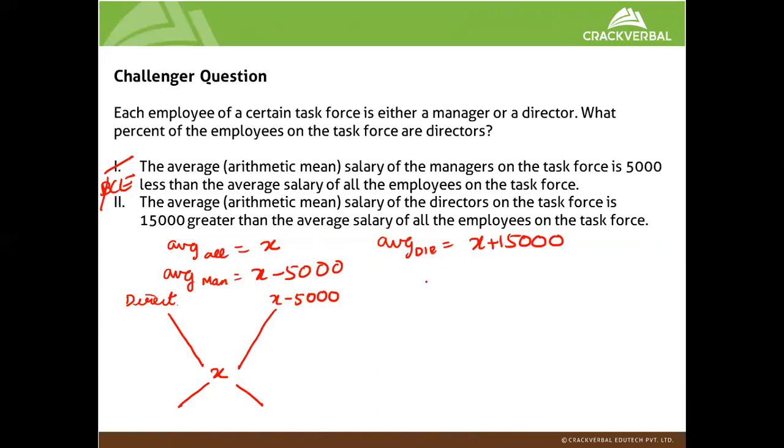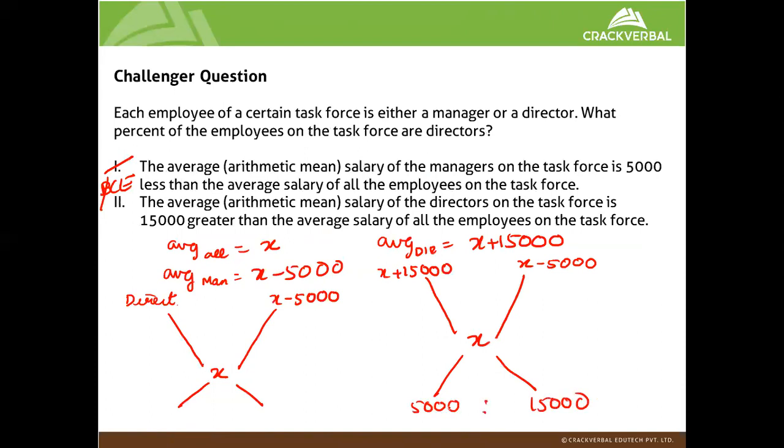Out goes B. Now, when I combine the two statements, this is where things become very interesting. You have the average salary of the managers as X minus 5,000, and the average salary of the directors as X plus 15,000, and you have the overall average salary to be X. So clearly solving using the mixture diagram, we get 15,000 and we get 5,000. And clearly the ratio here is 1:3. So we have the directors here, we have the managers here, and the ratio of the directors to managers is 1:3. The percentages are going to be 25% and 75%. So clearly the combined statements are sufficient to solve the question.